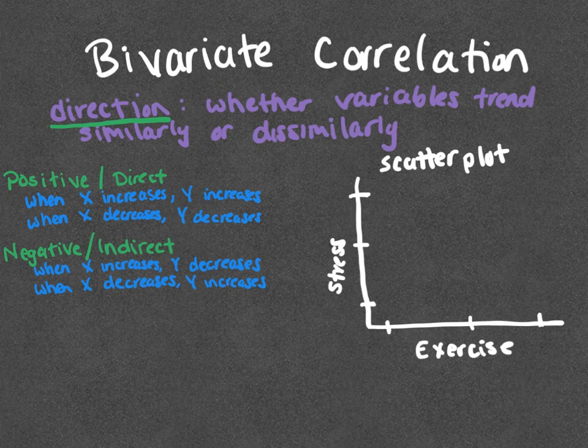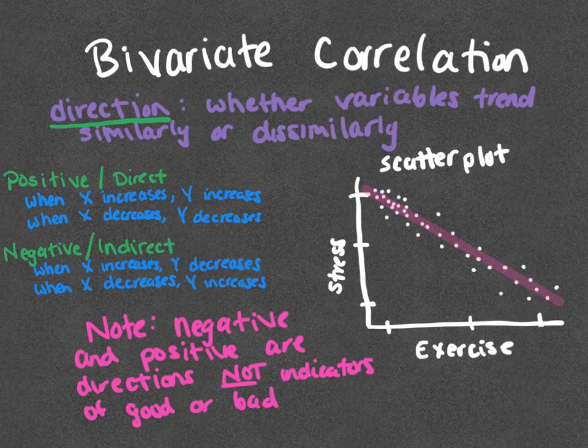Other variables could have a negative trend. Let's take a look at the example of exercise and stress. It may be that the more we exercise, the less stressed we feel, and the less we exercise, the more stressed we feel. In that case, our dots may look like this. In this example, folks who don't exercise much tend to have high stress, and those who do exercise a lot tend to have low stress. So we see that the direction of our trend is negative. Keep in mind here that the terms negative and positive are not moral or value judgments in statistics. Negative means that as X increases, Y decreases.